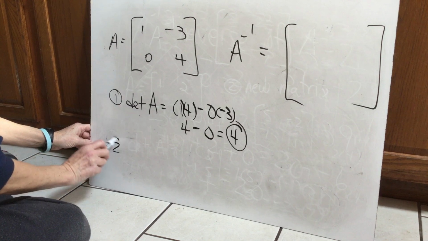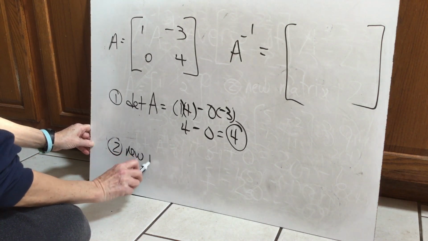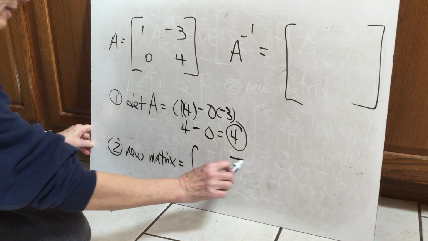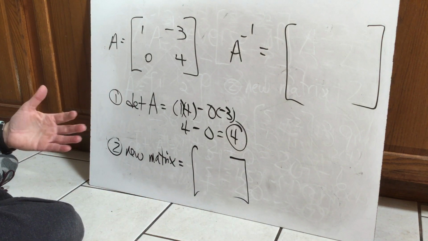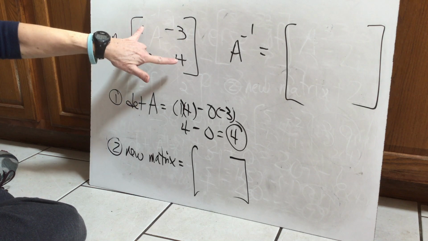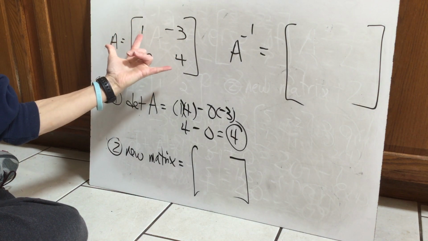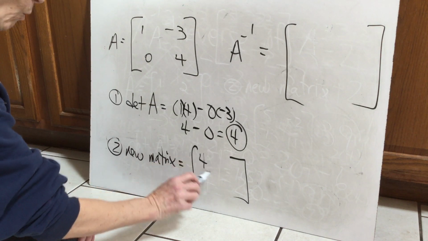Now, remember what step 2 is? We make our new matrix. And how do we make our new matrix? It's really simple. There's no math involved. We take these two numbers, look where I'm pointing, and we physically flip-flop them. So 4, 1.